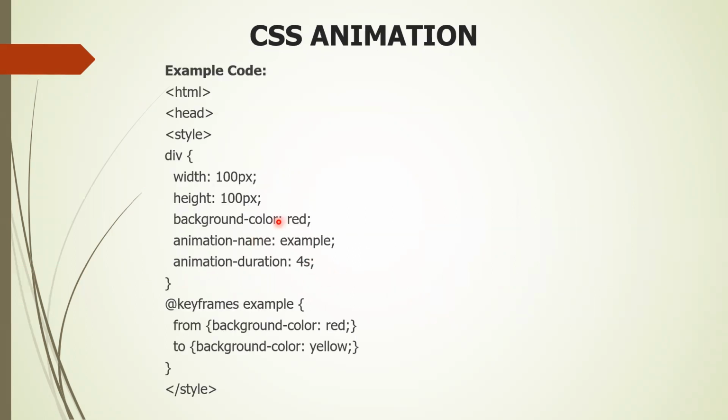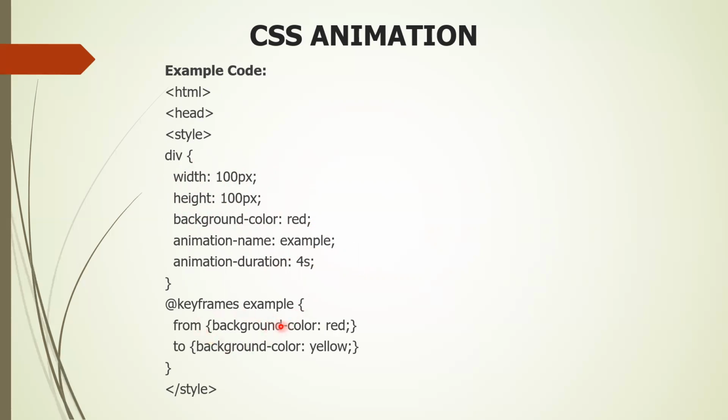Here we have an example code. We have a div container. The div container is a box. We are specifying the width of the container as 100 pixels, height as 100 pixels. The background color of the container initially is red. Animation name, we are giving as example. So this example is the keyframe name where you will specify the keyframes. Animation duration is totally 4 seconds.